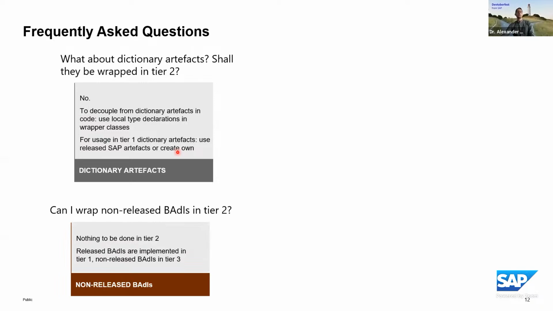The second question that comes around very frequently is around bodies. And the question is, can I wrap non-released bodies in tier 2? And the answer to that is no, nothing needs to be done regarding bodies in tier 2. Either the bodies are released for cloud development, and then you implement them in tier 1 using ABAP Cloud, or they are not released, and then you implement them in tier 3 in classic ABAP. But there's no wrapper around a body or anything similar required.